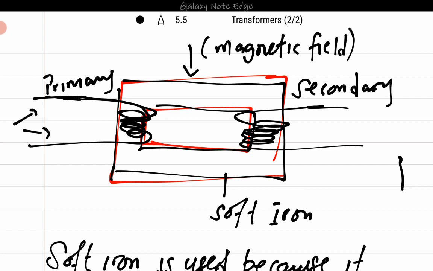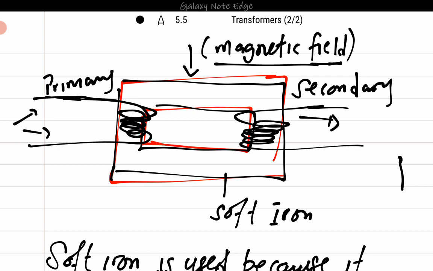As the current is passing through the primary, we're going to have a magnetic field that is going to be produced. So the alternating magnetic field is going to induce an alternating voltage in the output. It's going to induce an alternating voltage in the secondary.